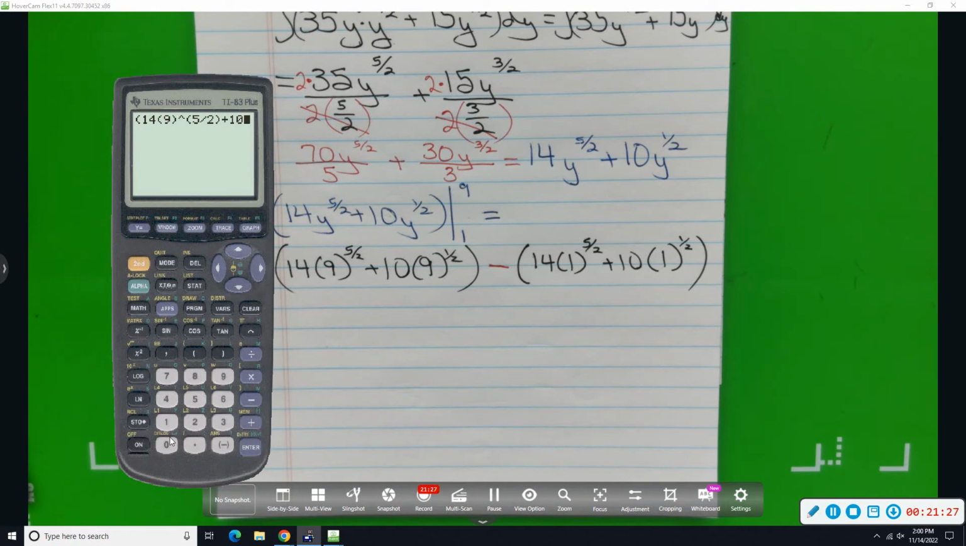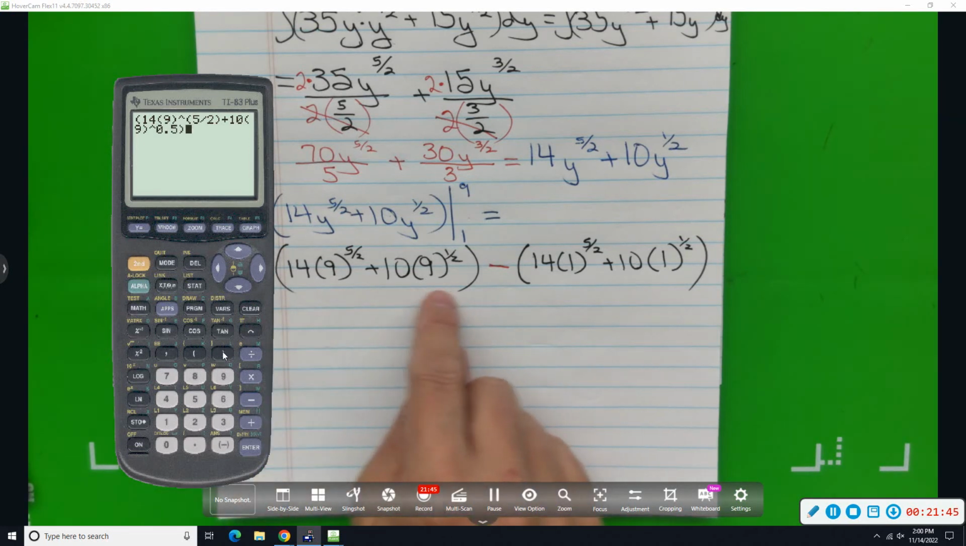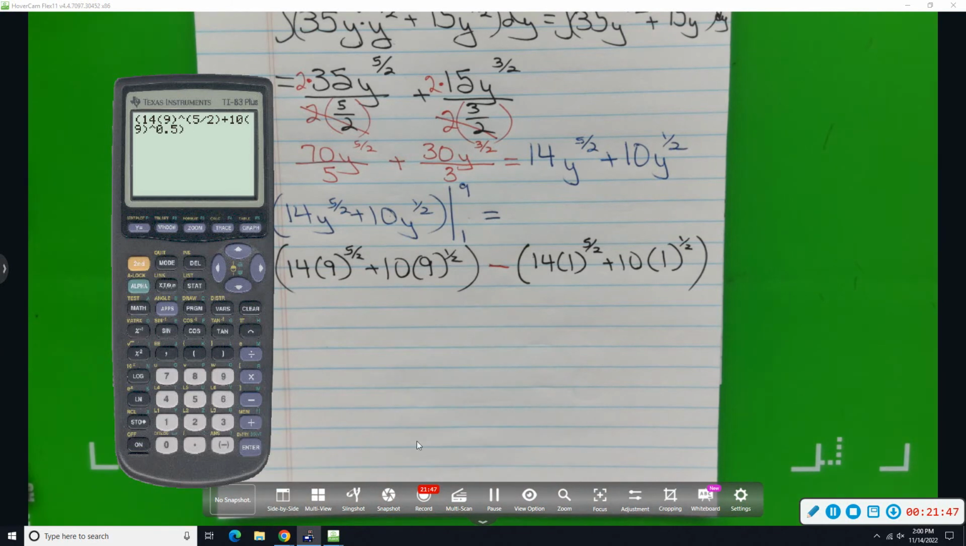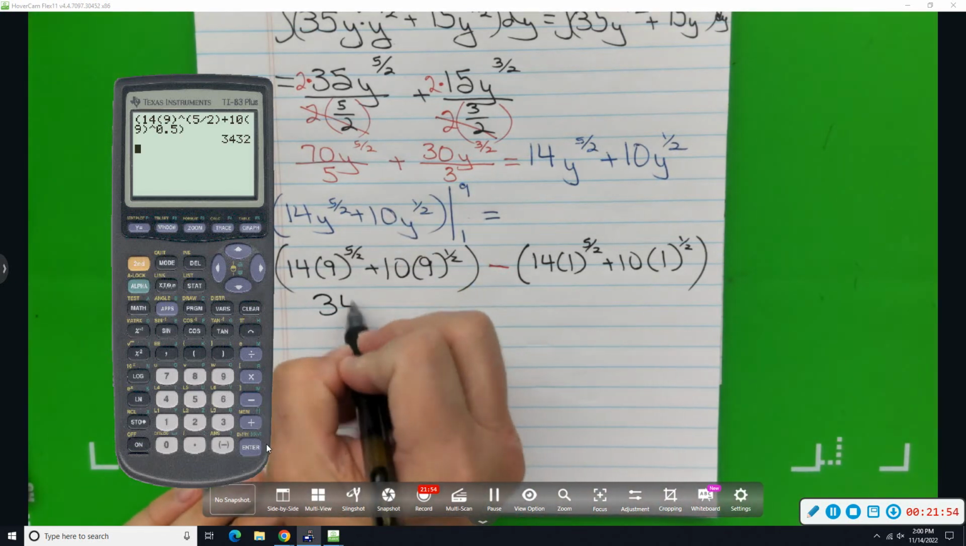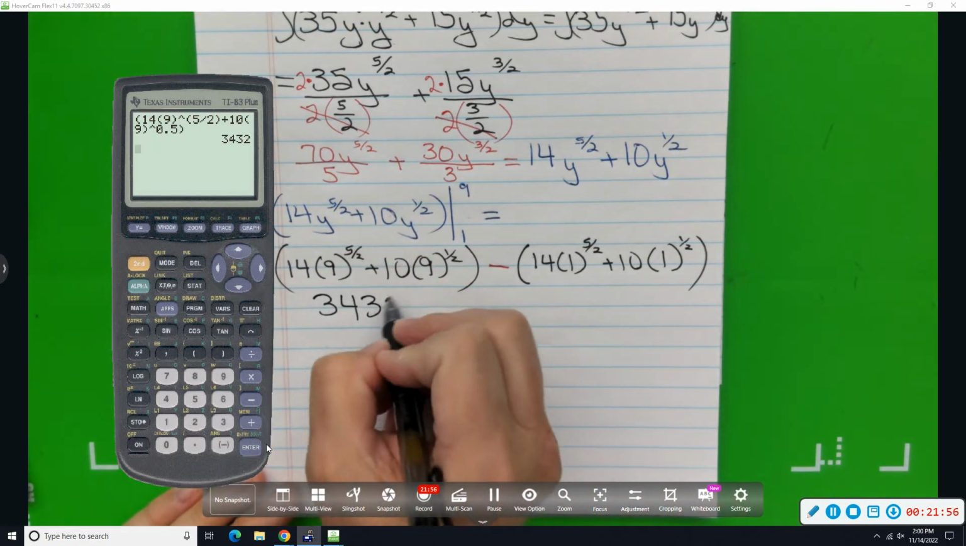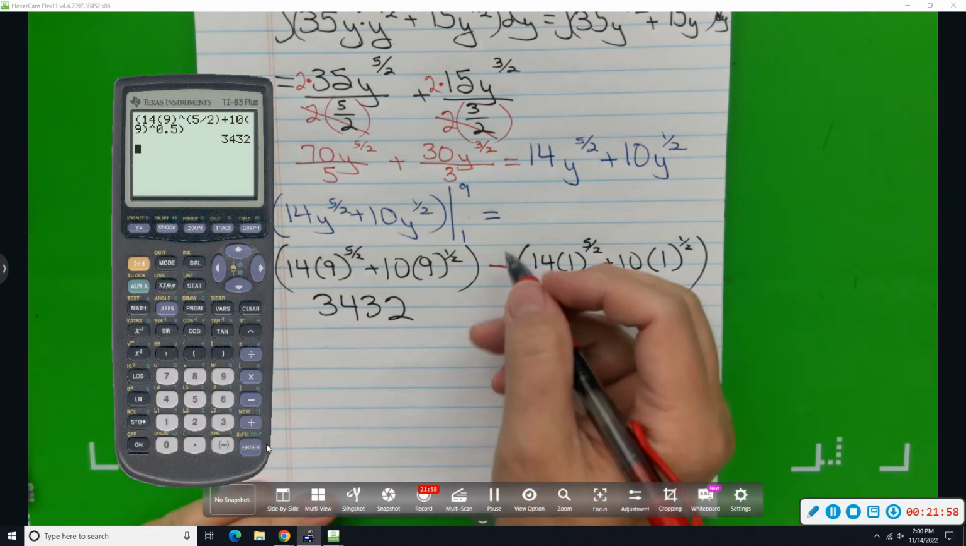Plus 10 times 9 raised to the. Do you want me to just put in 0.5 for the 1/2 instead of 1 divided by 2? Yes, just punch in the 0.5. So all of that stuff is this first set of parentheses here. Enter. That's giving me 3,432, minus.